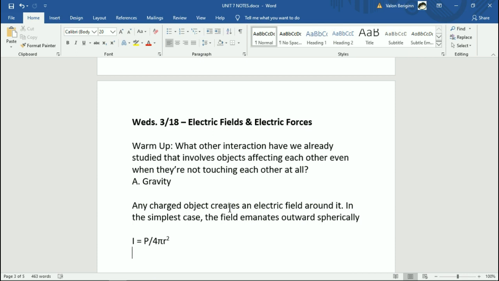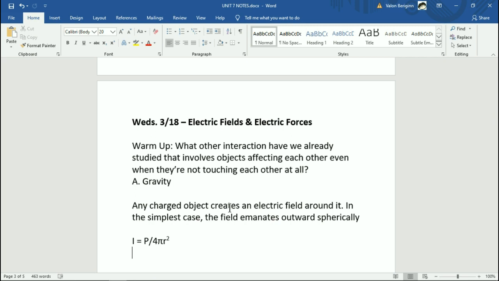You have a charged object, and instead of emitting a wave, it's emitting this electric field. Again, the field is invisible. Don't think of it as actual lightning shooting off the thing. That's different. It's something you can't see, but it affects things. We could actually have done this when we talked about gravity.